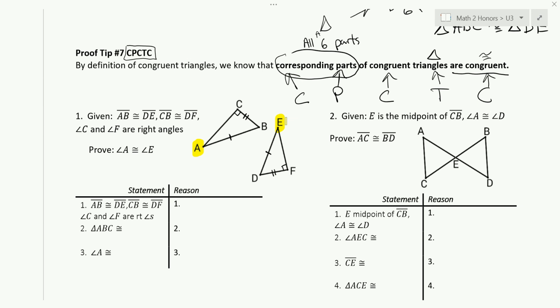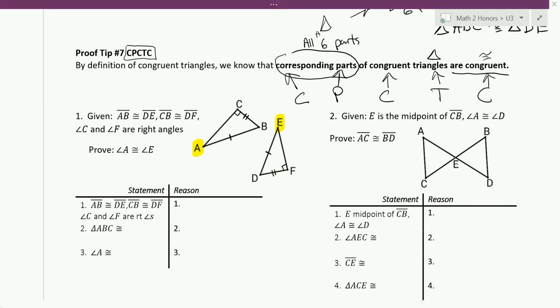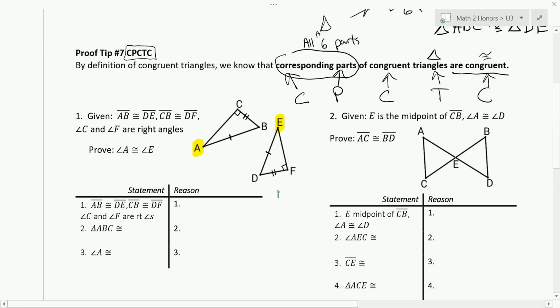Hypotenuse leg. Good. Because if we want to use hypotenuse leg, we need 3 things. We need a hypotenuse congruent to a hypotenuse, and we need a leg congruent to a leg. And just to be able to say hypotenuse, we need to know they are right triangles, and they are. Okay. Good.